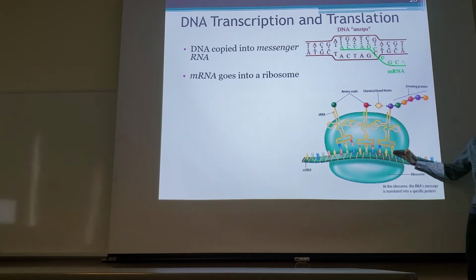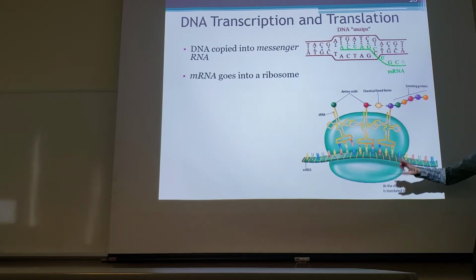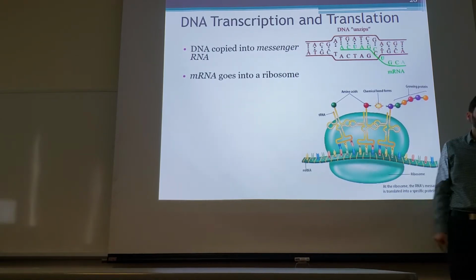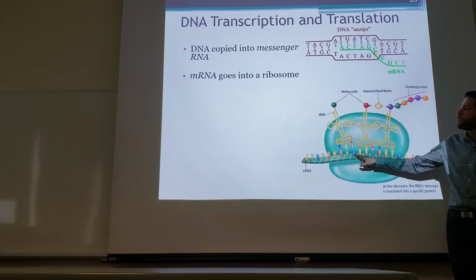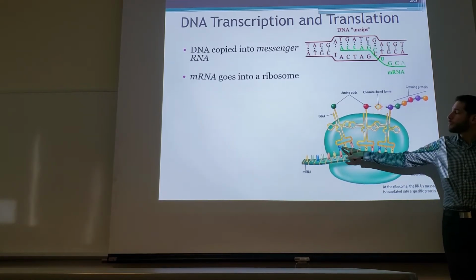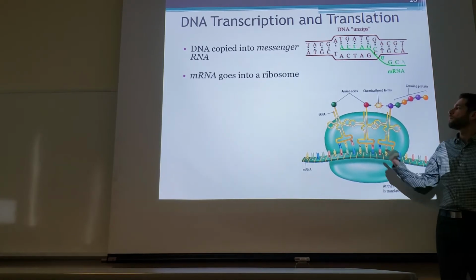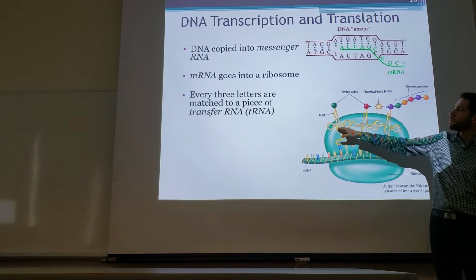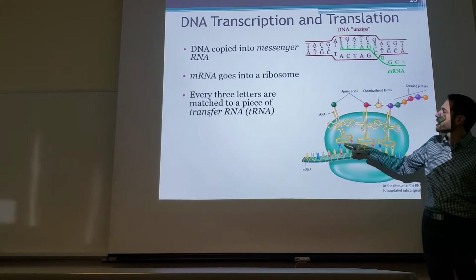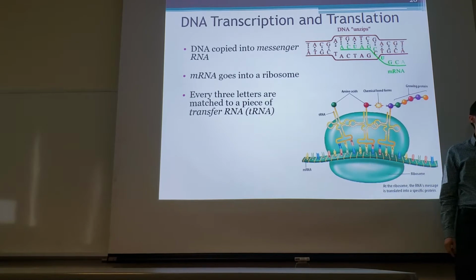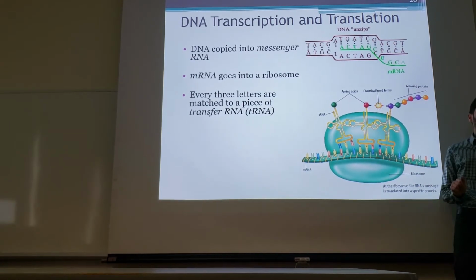All right? So we're going to feed it in, and every 3 letters we're going to look at, and we're going to find the key that fits that hole. So, for example, AGU, well, we know what letters match that, UCA. So we're going to look out there in our toolbox of transfer RNA, or tRNA, letter keys. So here's the tRNA key that has a UCA, all right? That's the only key that will fit the AGU. We're going to slot that key in there.